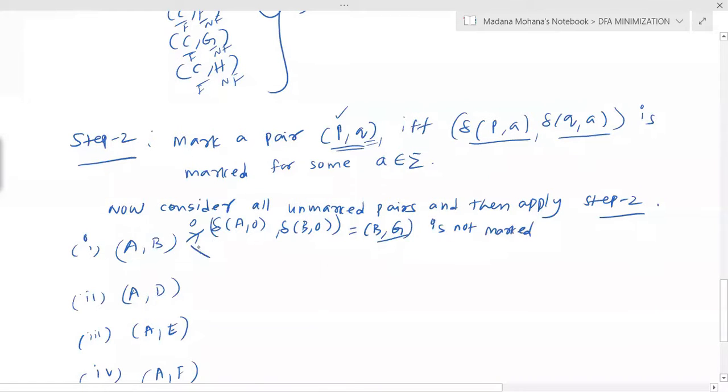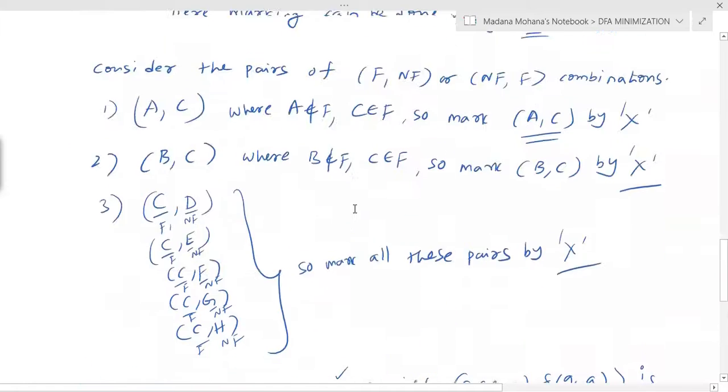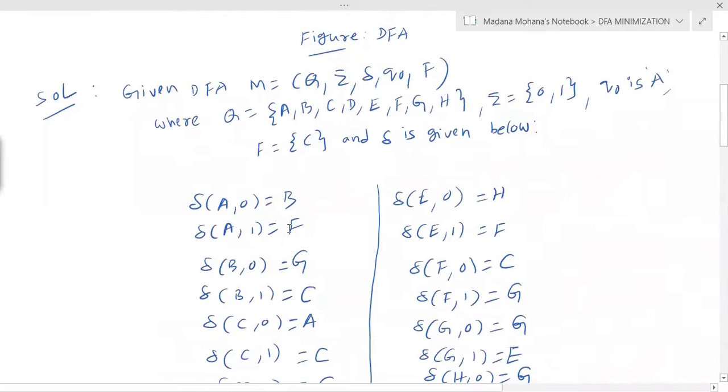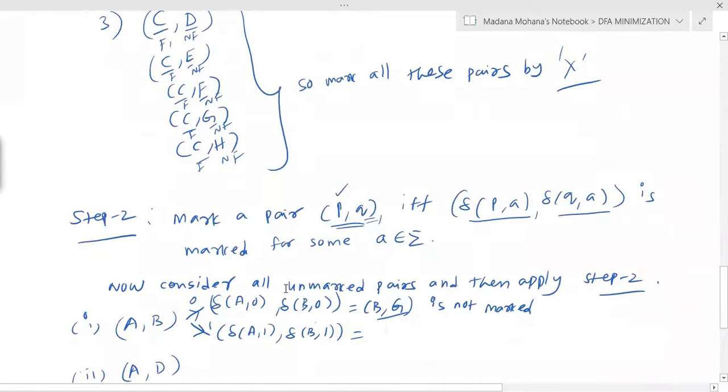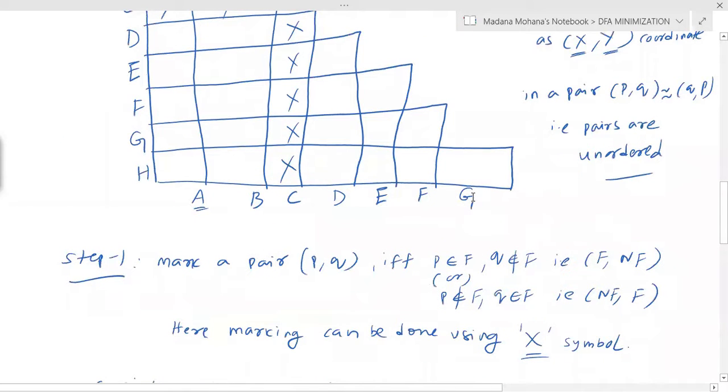Then coming to other input, on input 1, same you can apply delta of A on 1 comma delta of B on 1. Now substitute delta of A1 and delta of B1. A1 equal to F, B1 equal to C. Now you will get F comma C. Now you can see in the matrix we don't have F comma C combination. This is equivalent to C comma F. Why? Because the pairs are unordered. You can interchange the order. CF, now you can see with the C combination, CF is marked already.